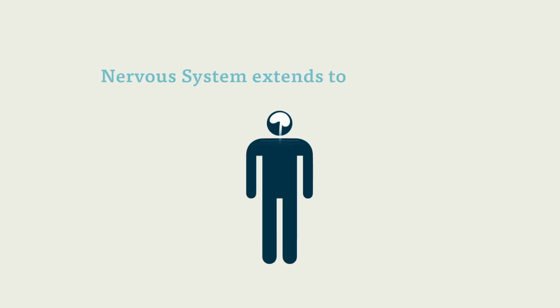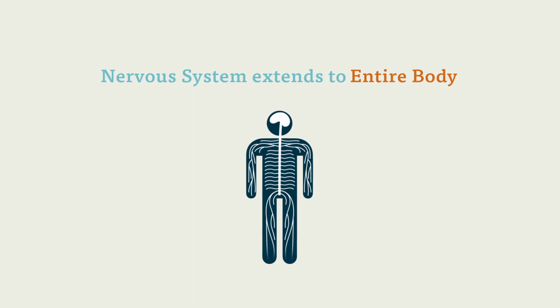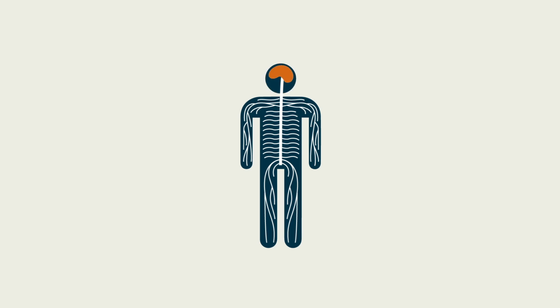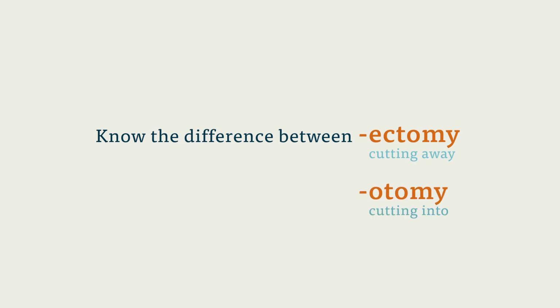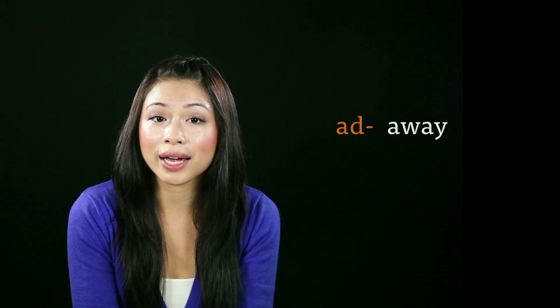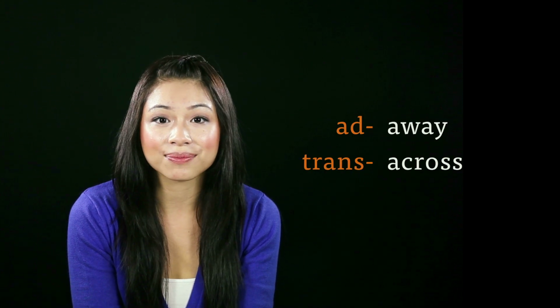The nervous system extends from the brain, down the spine and spinal column, and throughout the body in a network of nerves. Again, for the CPC exam, you'll be tested mostly on your knowledge of the central nervous system, the skull, brain, meninges, and spine, and the procedures that are performed on it. As with all surgery procedure codes, it's imperative that you know the vocabulary of surgery. You need to know the difference between an ectomy, cutting away, and an otomy, cutting into. You should commit the surgical suffixes and prefixes like ad for away or trans for across to memory.